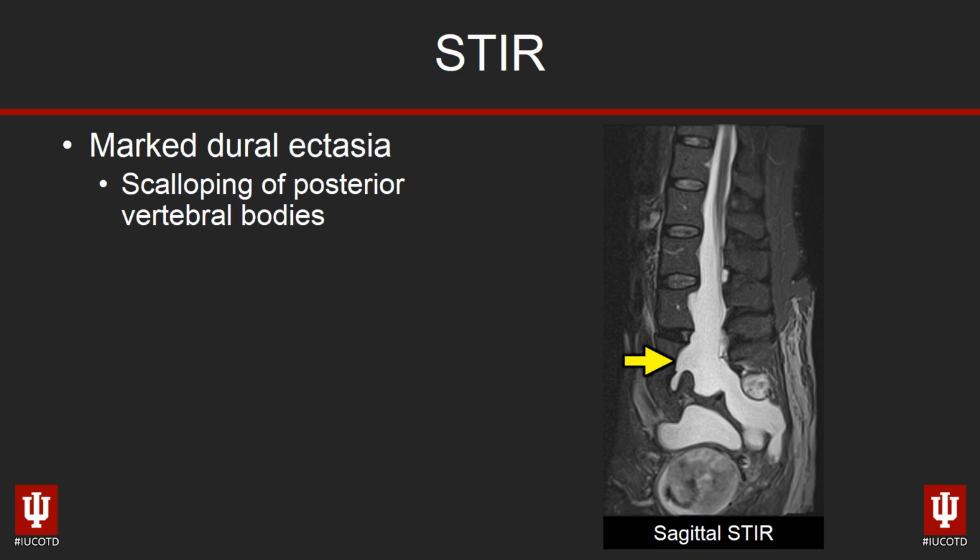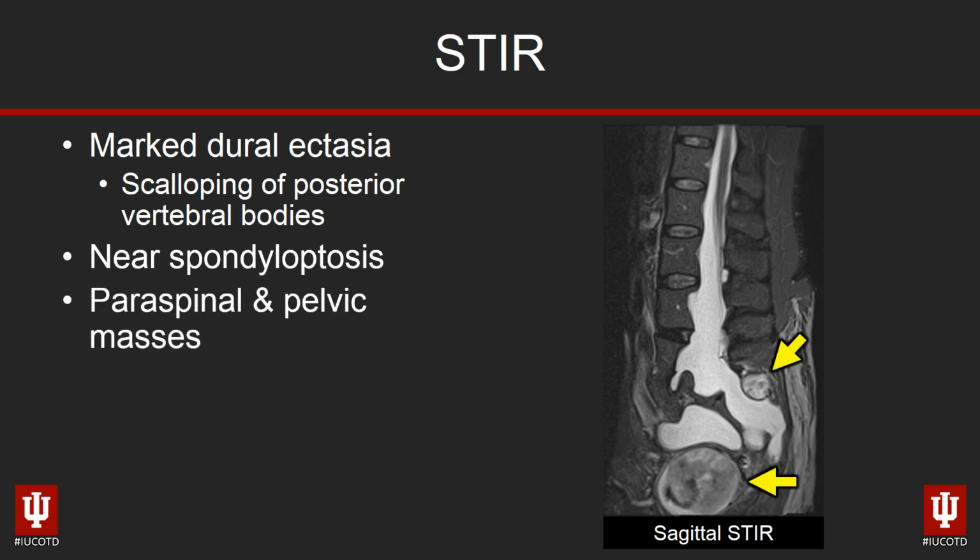And again, we see that there's this marked dural ectasia resulting in scalloping of the posterior vertebral bodies, denoted here by the yellow arrow. And if you look at the alignment, it's abnormal in this projection as well. There's near spondyloptosis in this patient, and that is a result directly of the dural ectasia that's remodeled the lumbosacral junction, but the lumbar spine has almost completely slipped forward off of the sacrum. And then again, we see these multiple paraspinal and pelvic masses, denoted here by the yellow arrows. They're largely T2 bright, a little bit heterogeneous in their signal intensity.